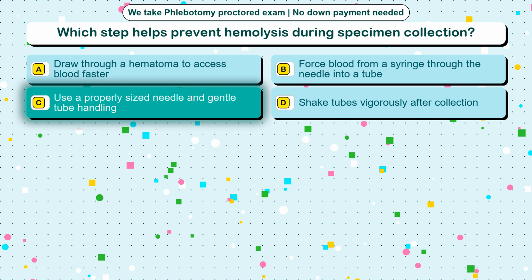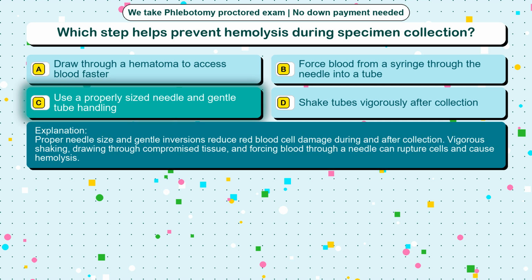Use a properly sized needle and gentle tube handling. Proper needle size and gentle inversions reduce red blood cell damage during and after collection. Vigorous shaking, drawing through compromised tissue, and forcing blood through a needle can rupture cells and cause hemolysis.